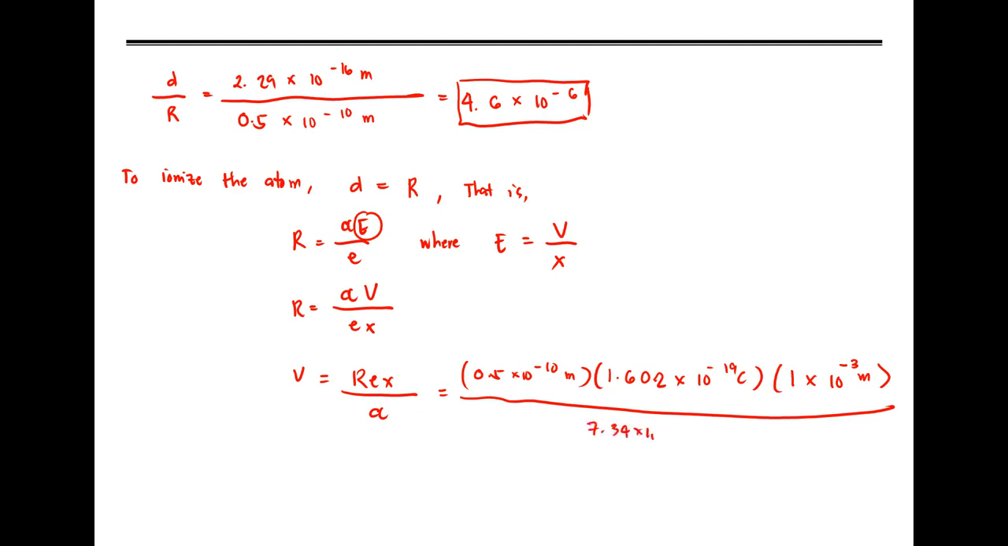7.34 times 10 to the minus 41 coulomb squared meter per Newton. Okay, so you have V is equal to 1 times 10 to the 8 volts, or you have 1 times 10 to the 8 Newton meter per coulomb, or you have 1 times 10 to the 8 joules per coulomb. So the SI unit for voltage or the potential is volts. You can use also Newton meter per coulomb or joules per coulomb.